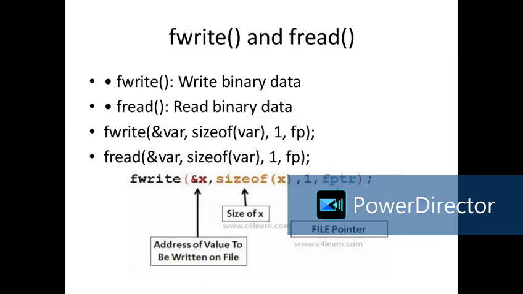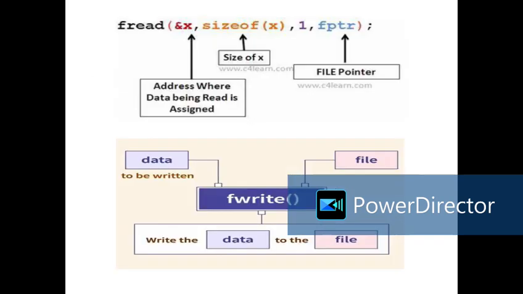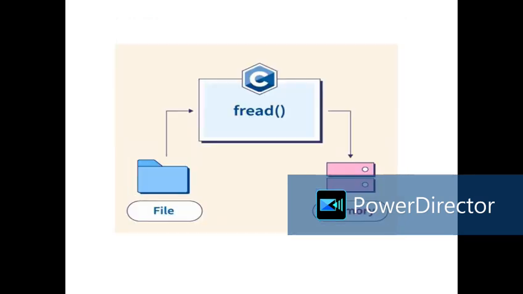fwrite and fread. To write a binary file: fwrite &s, sizeof(s), 1, fp. Ampersand s is the address of the struct. sizeof(s) is how many bytes to write. 1 means one block of that size. To read: fread &s, sizeof(s), 1, fp. You read data back exactly as you wrote it. This avoids parsing errors. What goes in comes out the same.